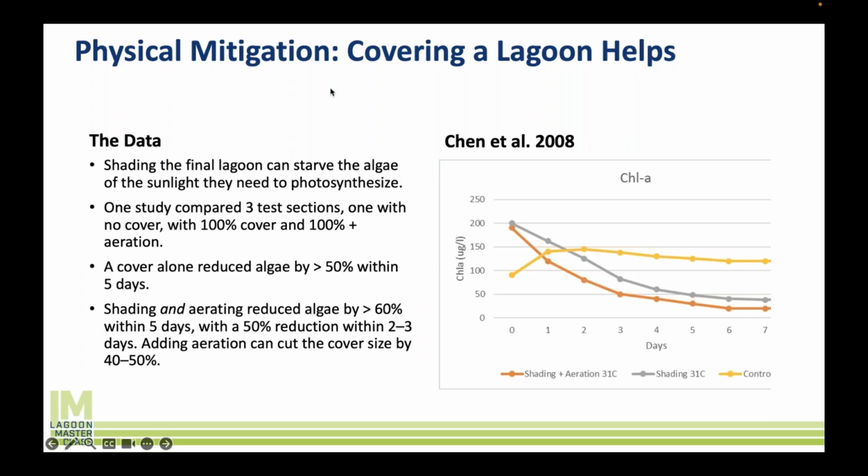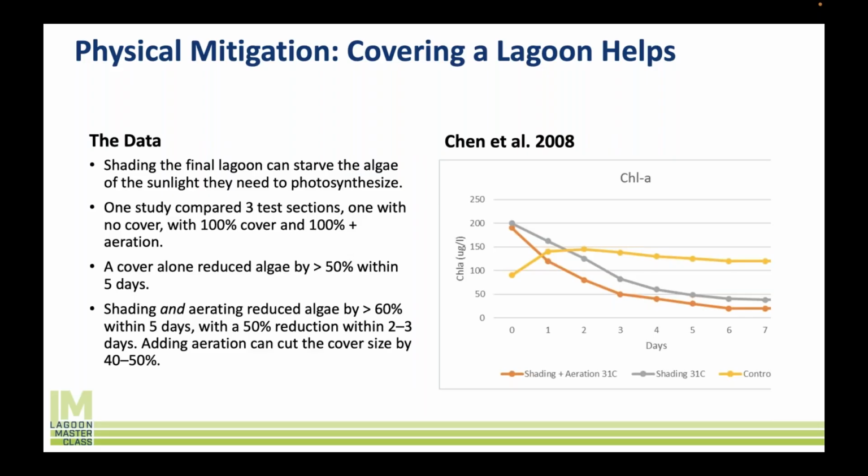So one of the last things I'll talk about is covering. Covers are a very effective tool. This study here was done in China. They took 3 different sections of a really algae-filled lake or pond: a section that had cover on it, a section that had no cover on it, and a section that had cover and aeration on it. And simply by covering alone, they were able to reduce algae by about 50%.